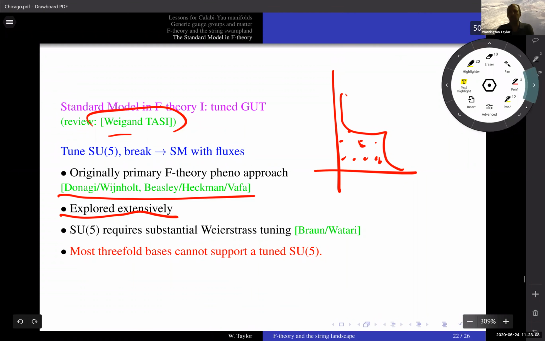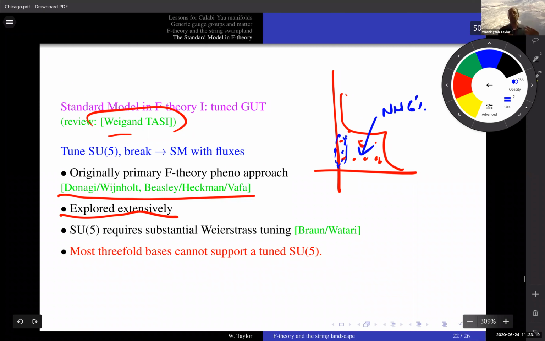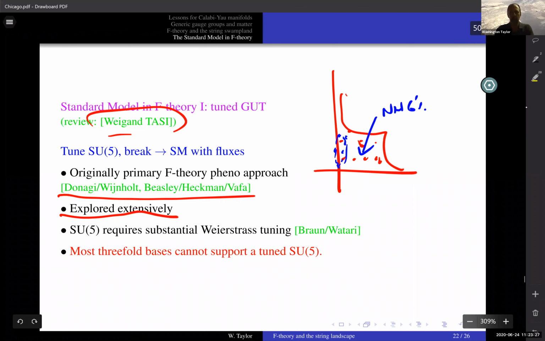Most of those places, the only place you can get an SU5 is sort of over here at small h11, because over here, there's too many non-Higgsable gauge groups. They kind of fill up the structure so that if you tried to put in an SU5, it would cross an E8 or something like that and cause a singularity that's too bad, and you couldn't get a good standard model construction. This is a well-studied approach. It's very interesting, but it requires fine-tuning and a very special base.